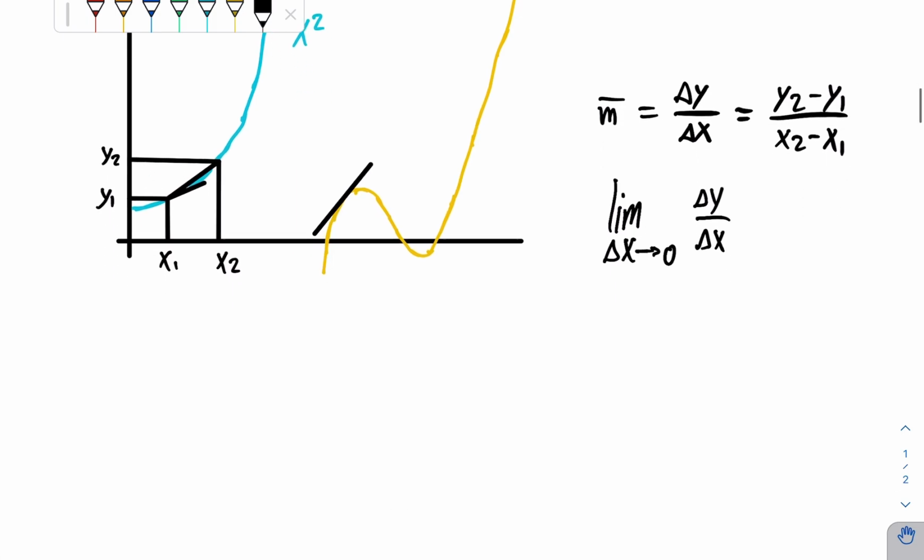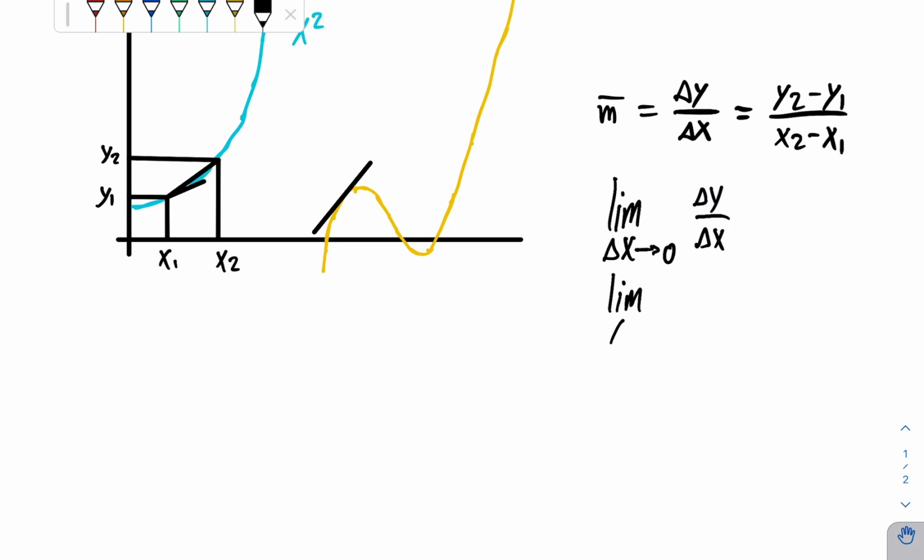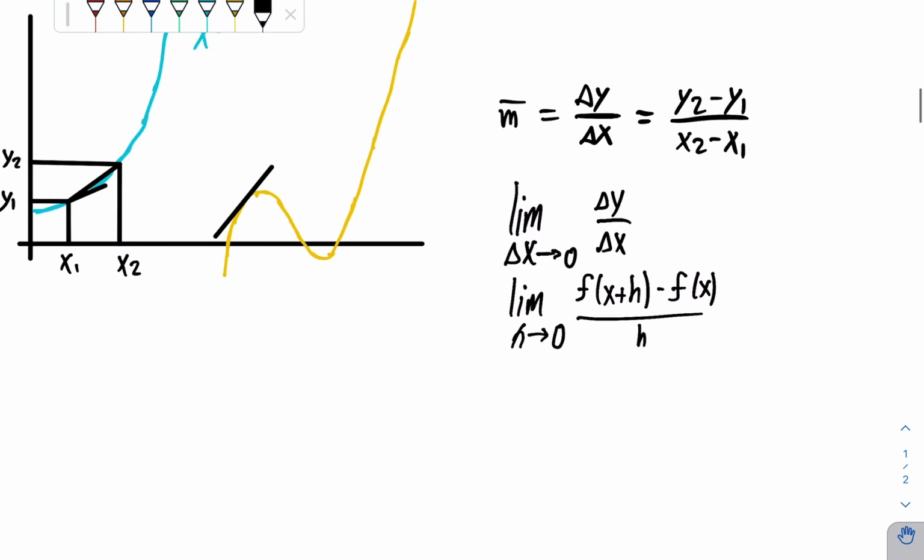And to do this more formally, we're going to introduce the little difference between x sub 1 and x sub 2. We're going to call that h. So this will become the limit in function notation as h goes to 0 of f of x plus h minus f of x over h. And that is the definition of the derivative. That's how we find the instantaneous rate of change.